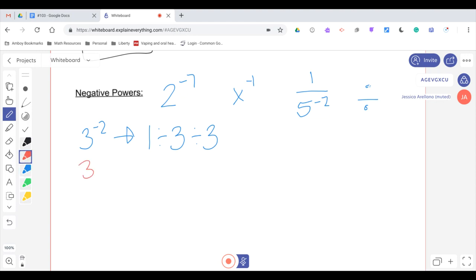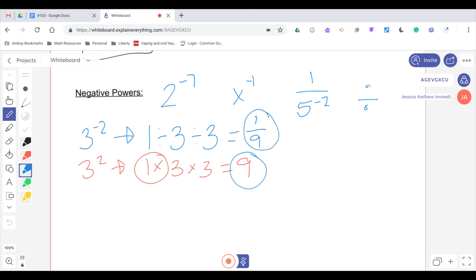If I had 3 squared, it would be like me saying, oh, 1 times 3 times 3. We just don't bother with the 1 times because that's not going to change anything, like we just talked about. So while this becomes 9 down here, up here, 1 divided by 3 is going to be 1 over 9. Okay, and then 9 and 1 over 9, those are inverses of each other, because remember, this could also be written as like 9 over 1.